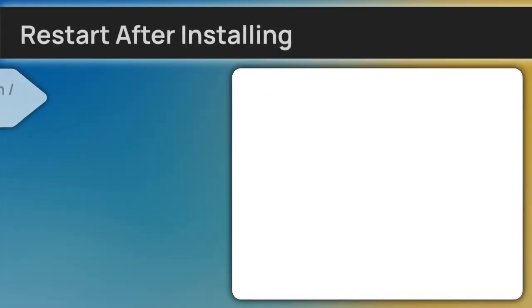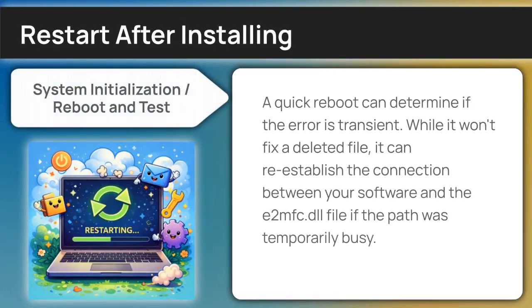A quick system restart is a practical way to ensure that all shared libraries, including e2mfc Library, are being loaded correctly into the current session's memory.